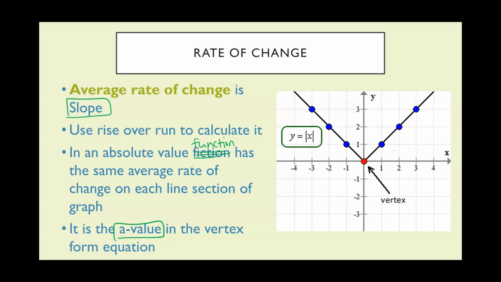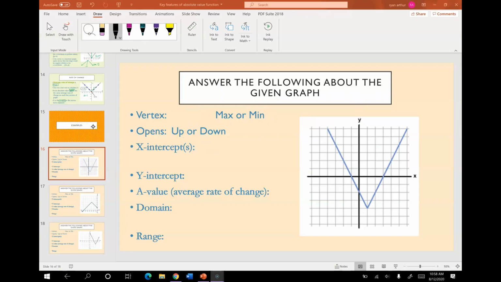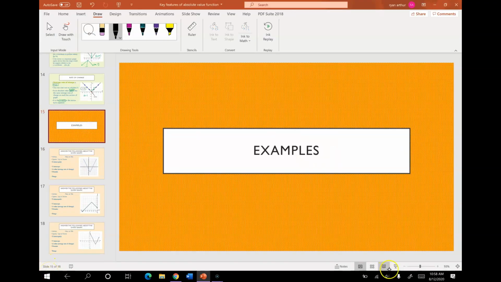To find the a value of this graph, we're going to count rise over run. I rose 1, I ran 1. I rose 1, I ran 1. So my a value here would be 1. That's what it is for the parent function, but we're going to look at some graphs where it's not 1. All right, so let's look at those examples.